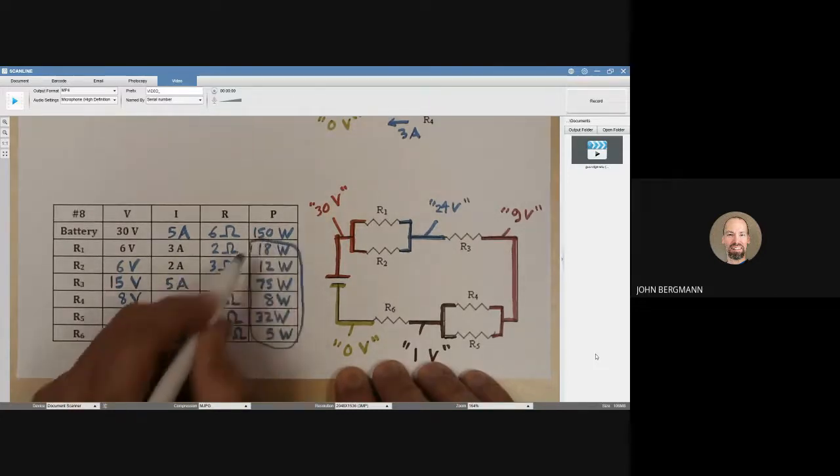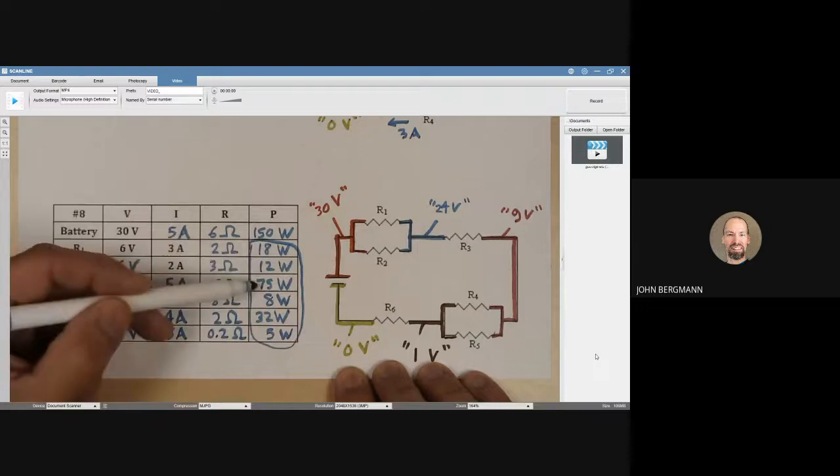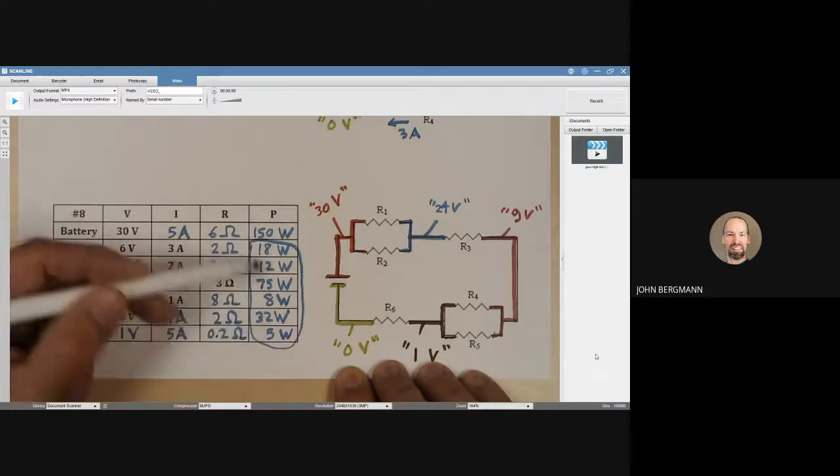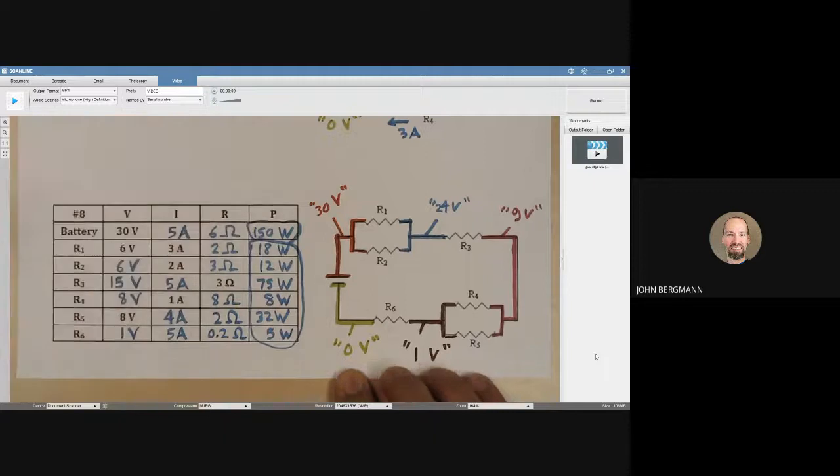Those are all our resistors. How much does that add up to? 30, 105, 110, plus 40, boom, 150. Whoo, that's a thing of beauty right there.